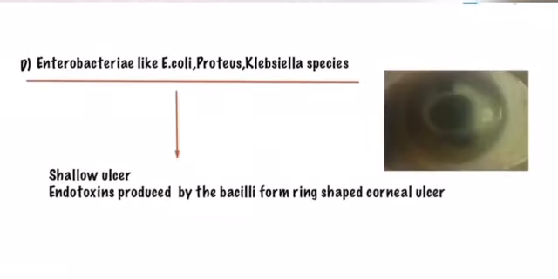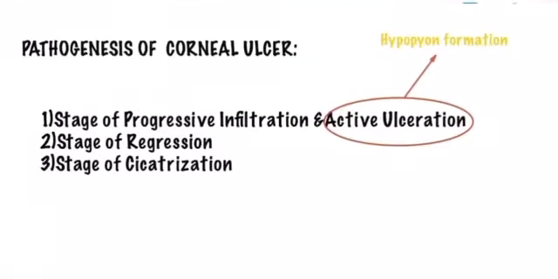Next are enterobacteria like E. coli, Proteus, and Klebsiella species. So these species, that is E. coli, Proteus, Klebsiella, cause only a shallow ulcer, that is, it does not invade the deeper layers. It only involves the superficial layer, so it's only a shallow ulcer. And the ulcer caused by these bacteria is because of the endotoxin. So the toxins released by these bacteria, that is E. coli, Proteus, Klebsiella, will produce a ring-shaped ulcer, seen in the image here. Yeah, ring-shaped ulcer.